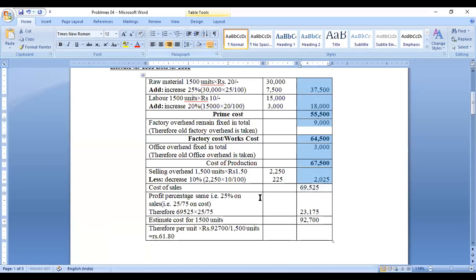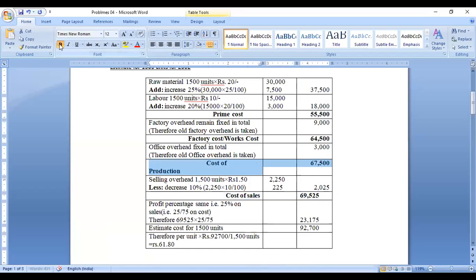With that amount we can arrive at the total of the cost of production with the selling overhead. That amount is called the cost of sales. So the cost of sales is calculated. Okay, then we can move on to the next one.